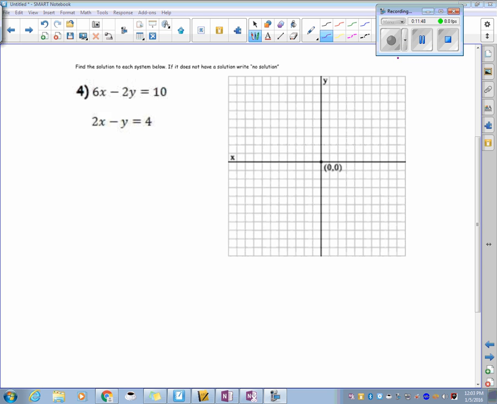So we need to graph these two. The first thing you want to do is to solve for y. So pause the video. So solving this one. Negative 2y equals negative 6x plus 10. Divide by negative 2. Negative 6x over negative 2 plus 10 over negative 2. So y equals 3x minus 5.